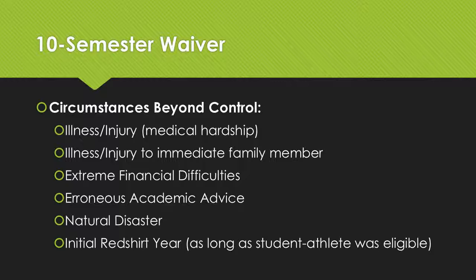Other situations deemed out of the student athlete's control include an illness or injury to an immediate family member, extreme financial difficulties, erroneous academic advice provided by an institutional authority like an academic advisor or the registrar, natural disasters happening to schools in areas hit not too long ago by Hurricane Katrina, and if a student athlete is otherwise eligible for competition and the coach decides to redshirt him during his freshman year. In all of these situations, the guiding concept is that the student athlete is denied participation opportunities out of his control. So if things like this happen twice to a student athlete, then there is merit in pursuing a 10-semester waiver.